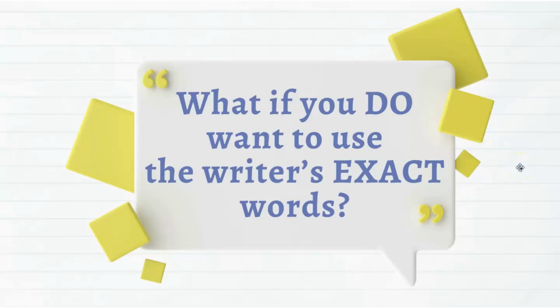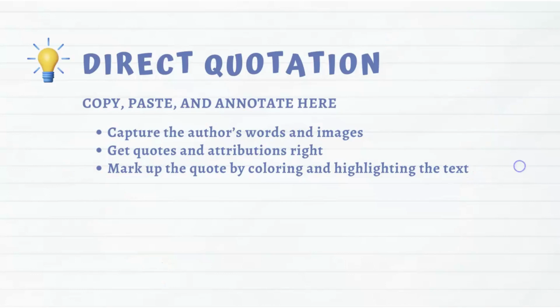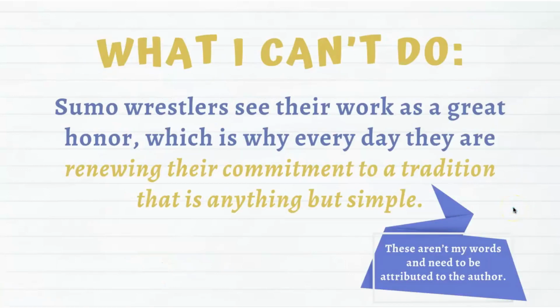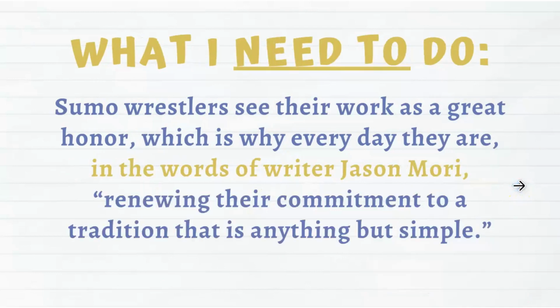So you've summarized and you've paraphrased, but what if you do want to use the writer's exact words? Then you would use a direct quotation. If I want to use a direct quotation, I can't just copy and paste that text into my own work. These aren't my words and I need to attribute the author. This would look like including in the words of Jason Morey and making sure that I have quotation marks around the text that I'm taking from the original work.